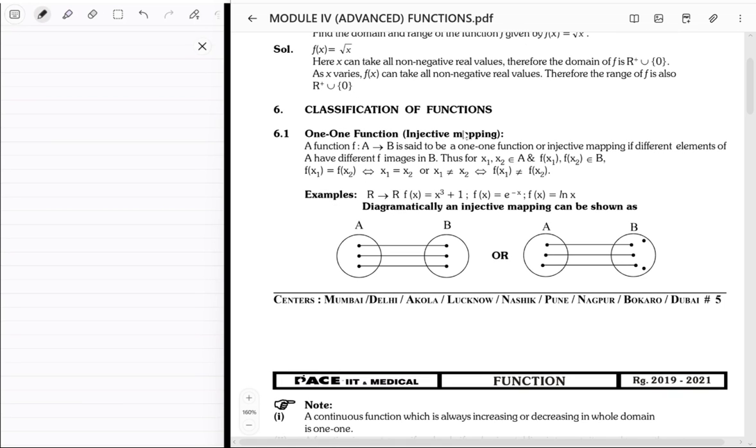A one-one function or injective function, right? A function f from A to B is said to be one-one or an injective mapping if different elements of A have different f images in B. So that basically means that for no two elements of the domain should you have the same image. For example, if we take the square function, then f(1) is equal to 1, but f(-1) is also equal to 1, and that's why x squared is not a one-one function. But if we take x cubed, you will have f(1) equal to 1 and f(-1) equal to -1. If you look at the diagram, you will see it's just monotonically increasing, right?